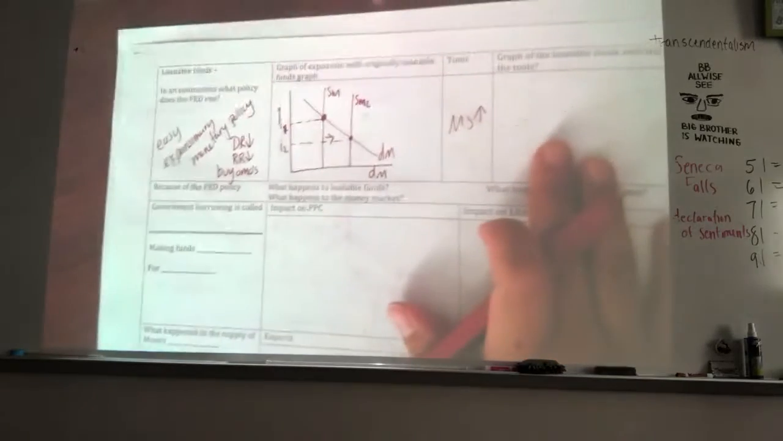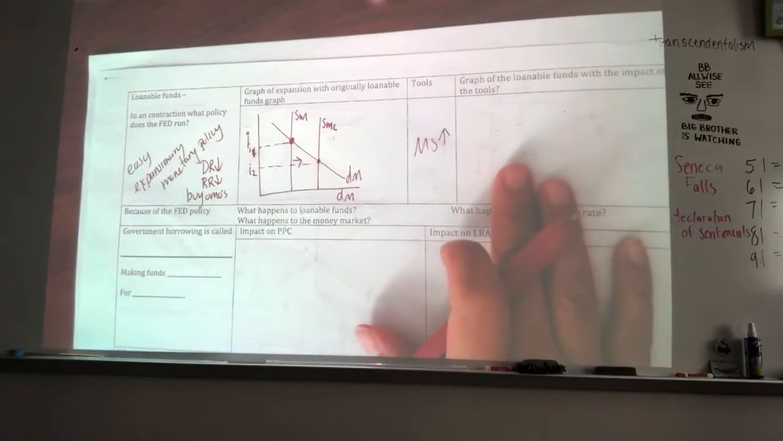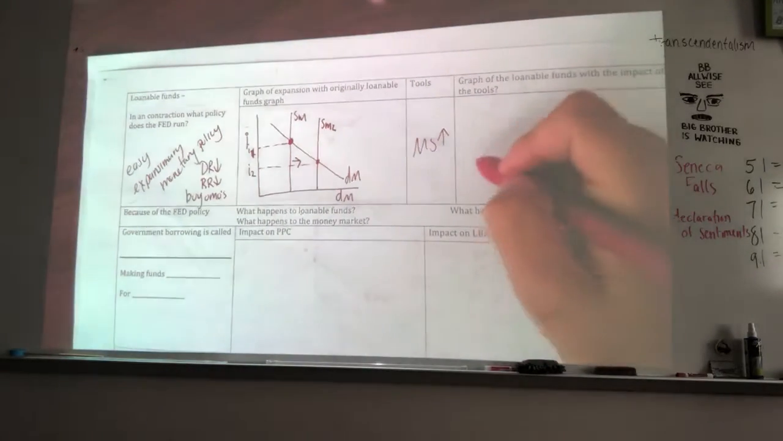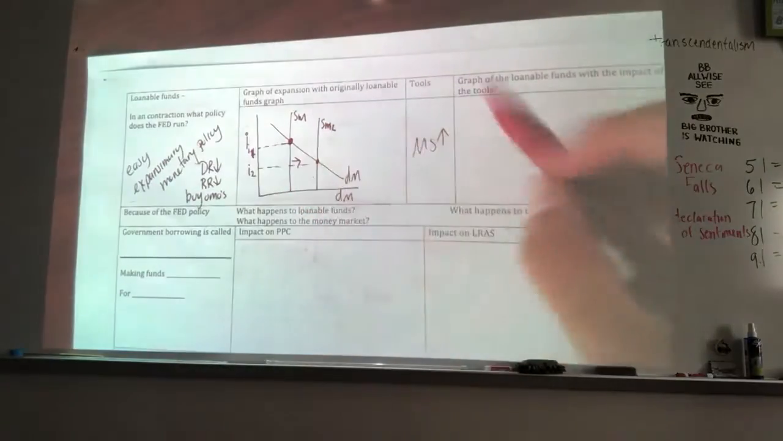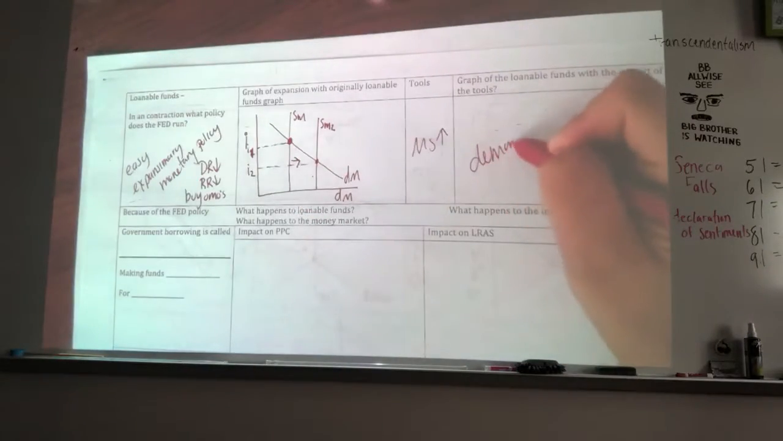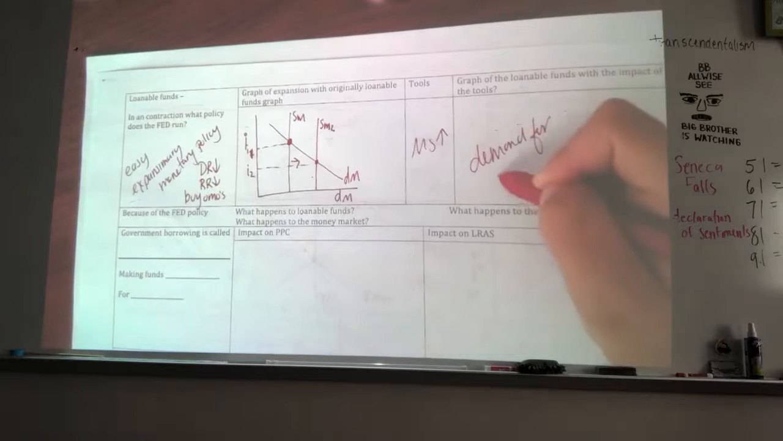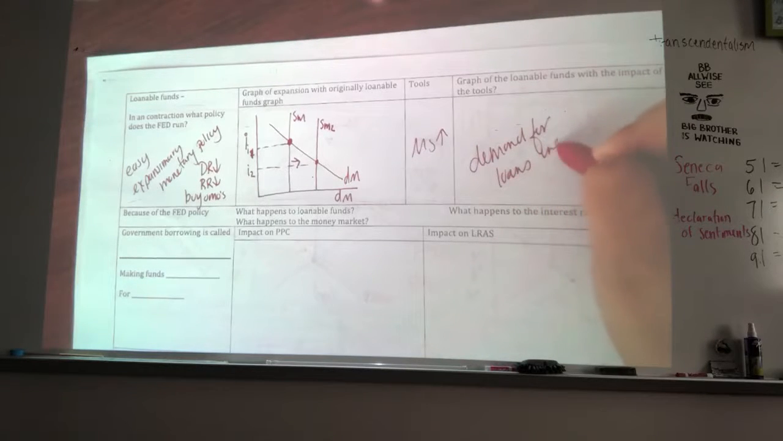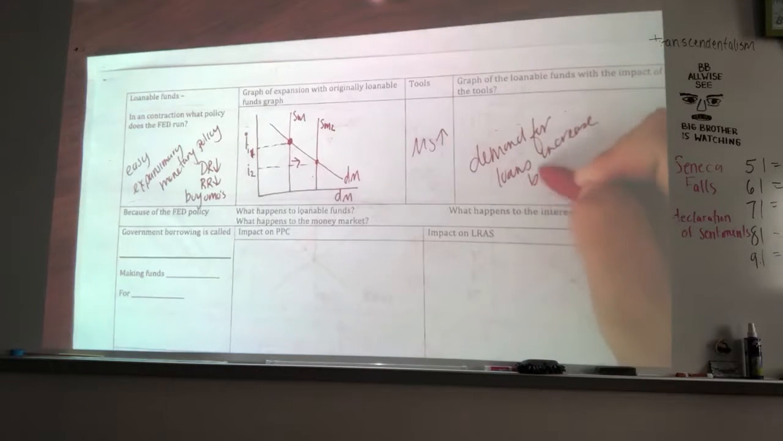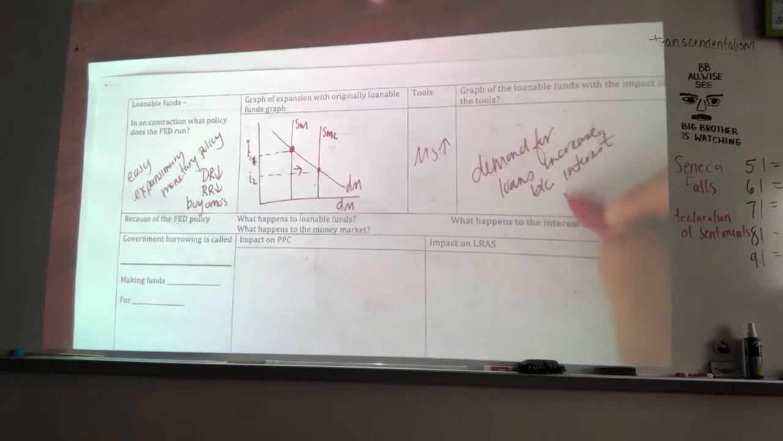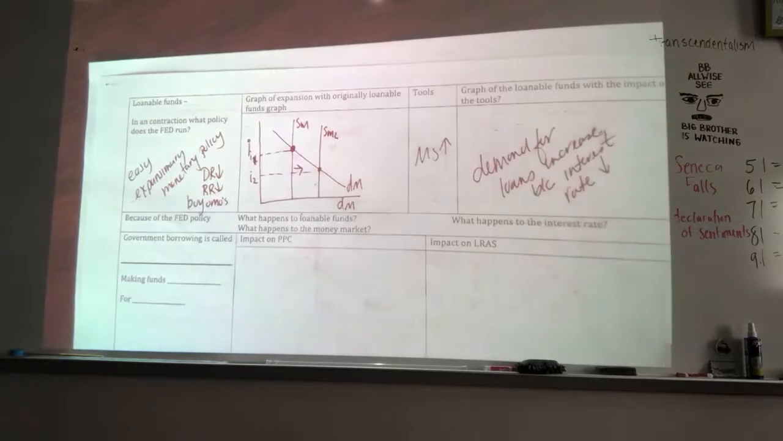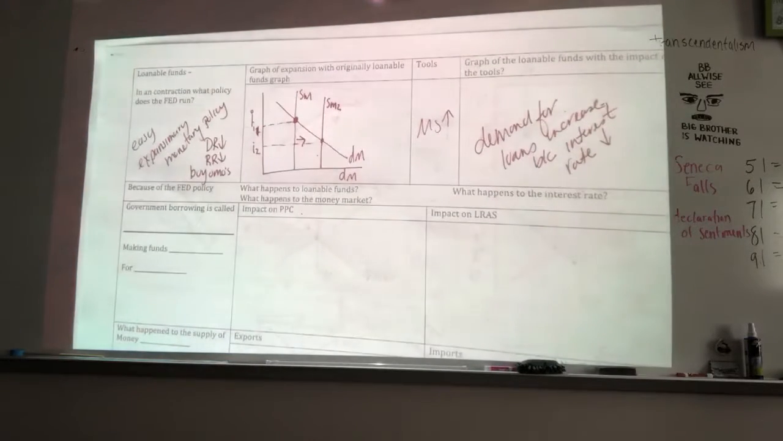Again, will you have to graph the loanable funds impact of the tools? No, we're just going to say, now that the interest rate is lower, what happens to the demand for money? It goes up. The demand for loans increases because the interest rate decreased. They will always ask for that in a verbal statement.